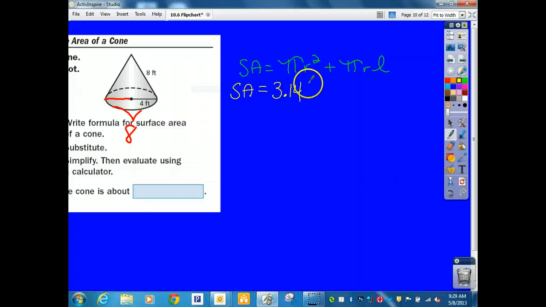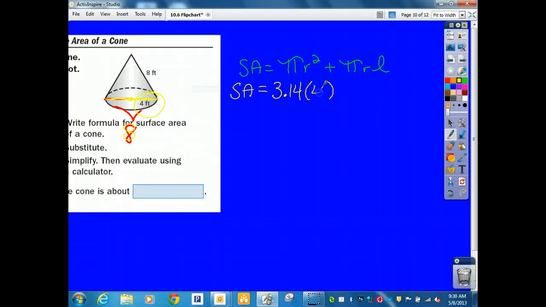Okay, so we've got pi times the radius. What is my radius? They give me my radius. My radius, remember, is just halfway across. What's it called all the way across? That would be your diameter. In this case, your diameter would be 8. So if they give you the diameter, you have to do what to it? Divided by 2. Cut it in half. So here, our radius is 4.